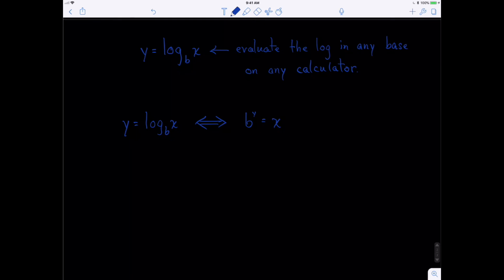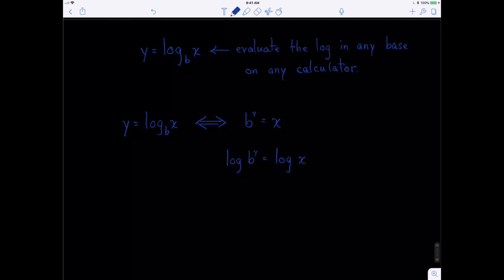Now here's where we're going to try something that we haven't done yet. We're going to take the log of both sides. I'm going to just use the common log, base 10, and we can also do this with the natural log. Either would work. So I'm going to take the log of b to the y, and I'm going to do the same thing on the other side. We'll take the log of x.